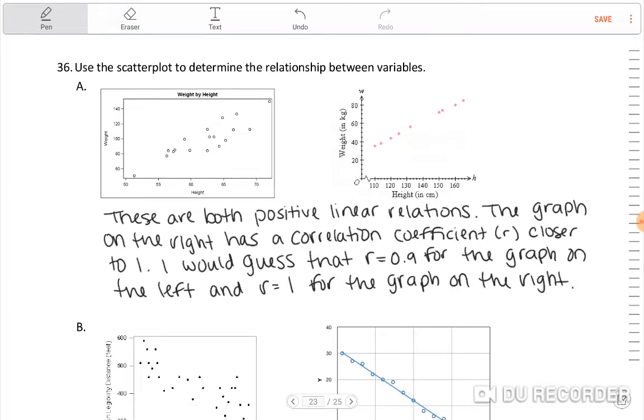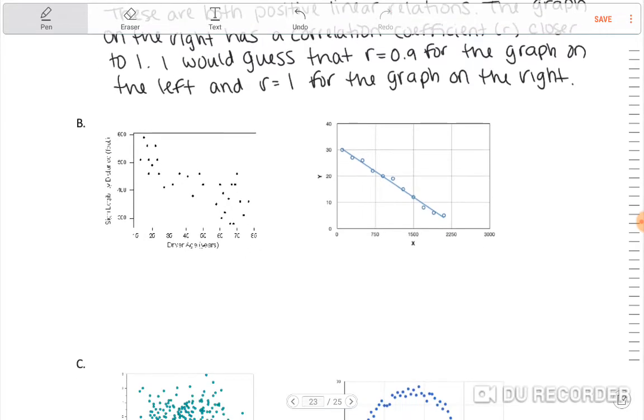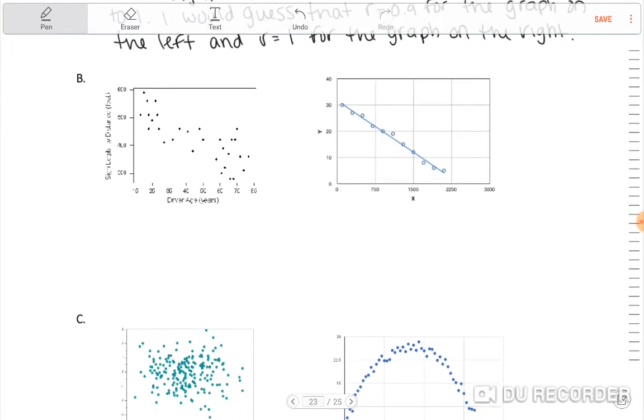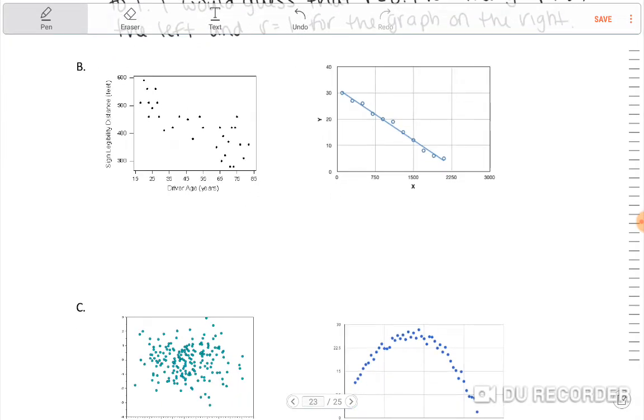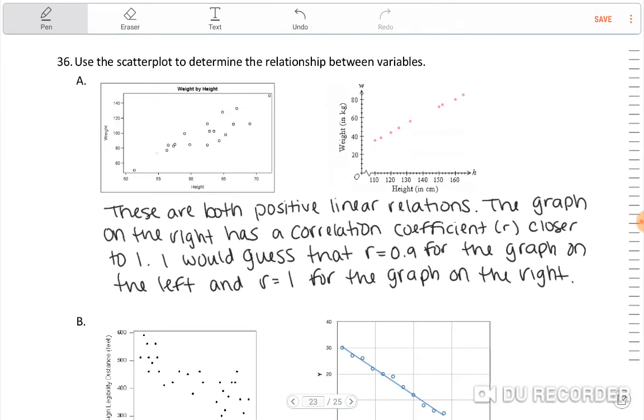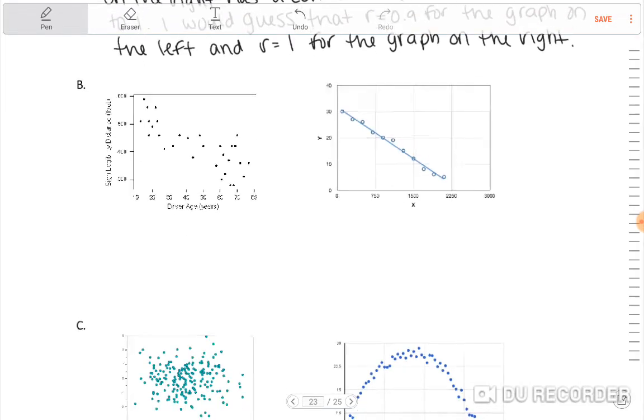Okay. Let's see. Looking at the graphs here in letter B, these both look like they have negative linear relations. Although this one up here I would call maybe a strong positive. This is almost a perfect positive. Down here, I would say this is like a moderate negative linear relation here on the left, and this is a strong negative linear relation here on the right.